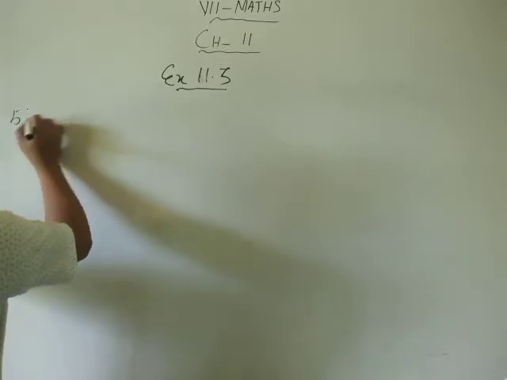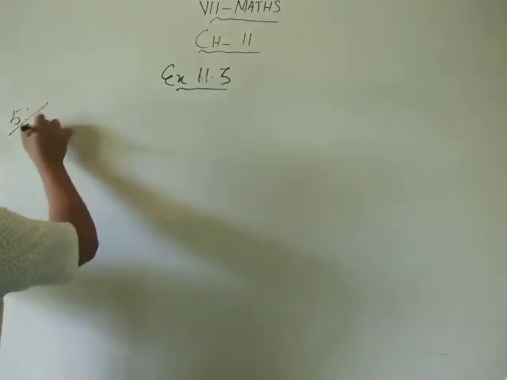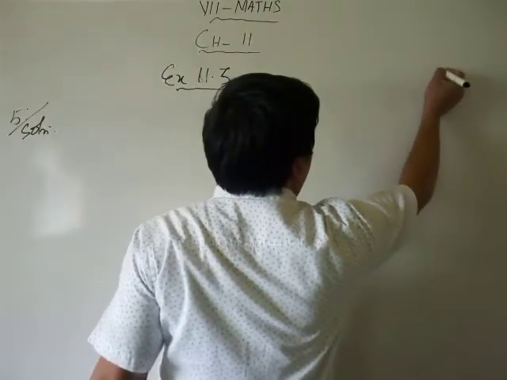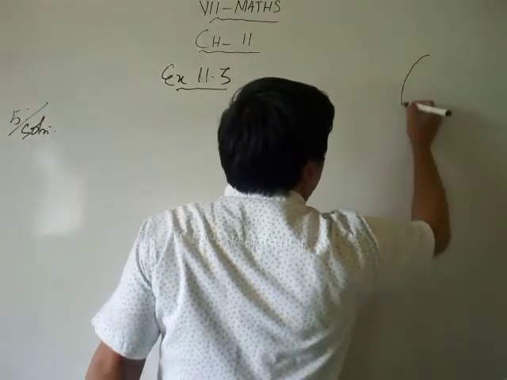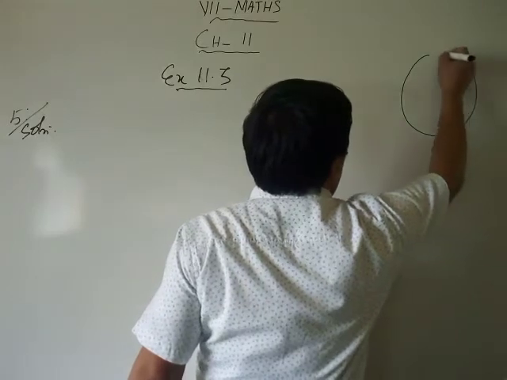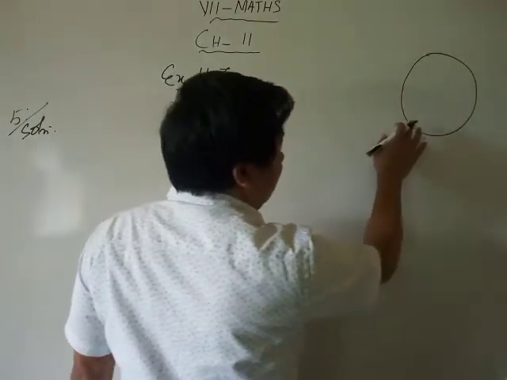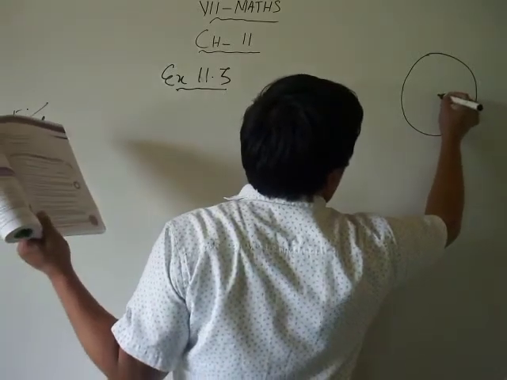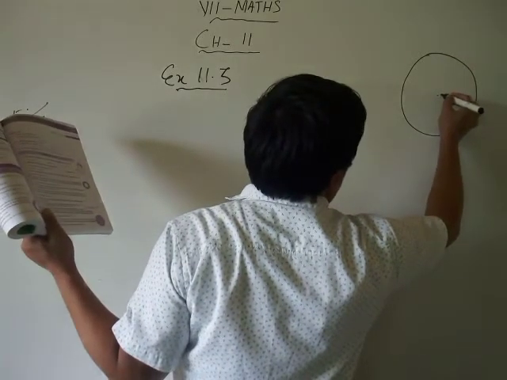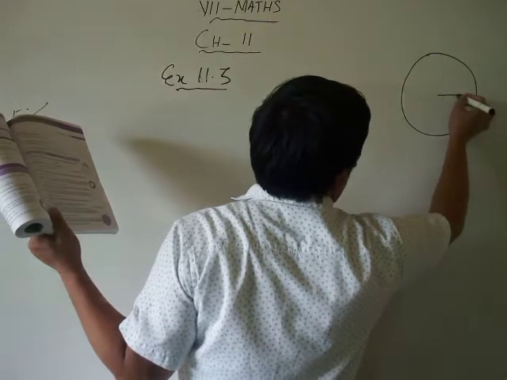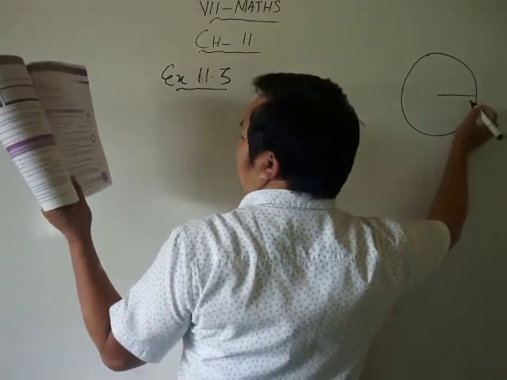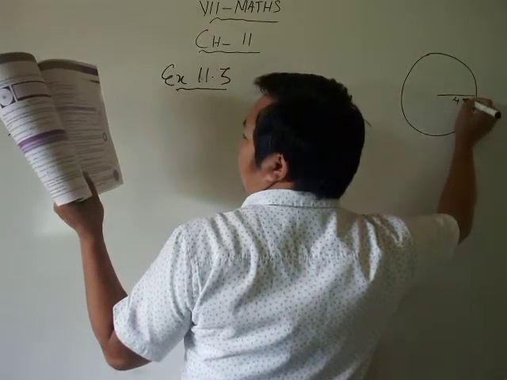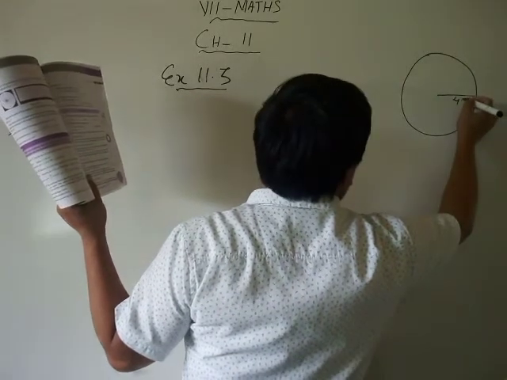Okay. Solution. I'll just write the solution. There is a circular sheet like this. From this circular sheet, you will get the radius of the circular sheet as 4 centimeter. Yes, 4 centimeter of radius.